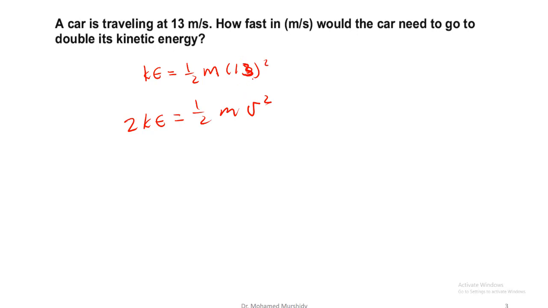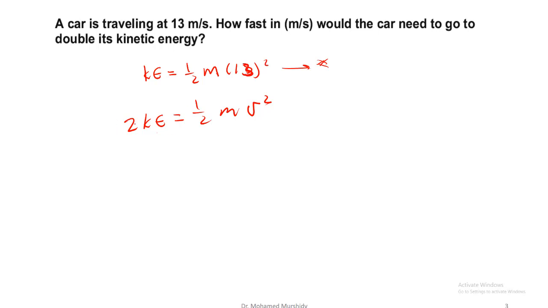When the speed changed from 13, of course it should be increasing, from 13 to v, which is unknown for me, it will be v. The kinetic energy became double, as I said. So our task is to find how much is that v that will make the kinetic energy doubled. So I will just play with this equation. I will leave this one as it is. Let us just play with this one.